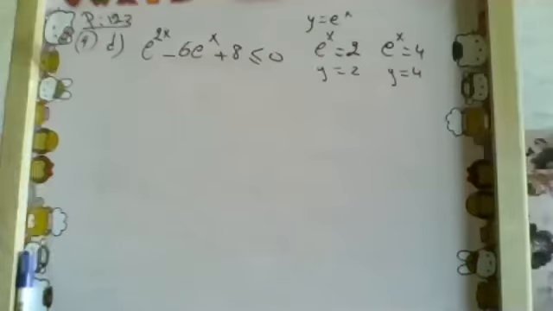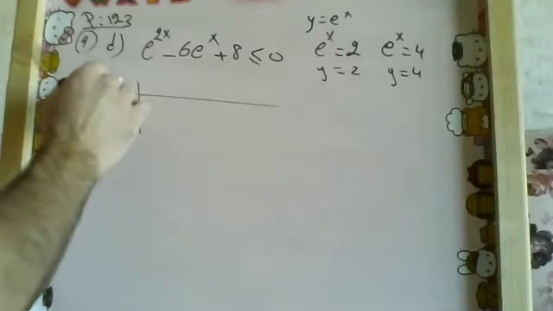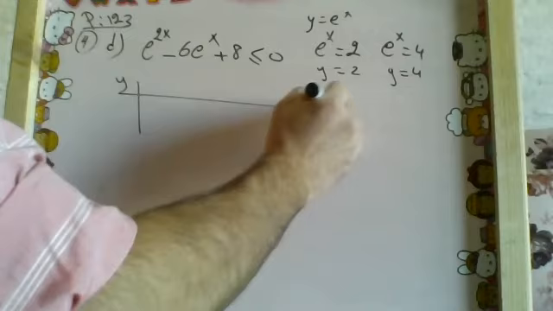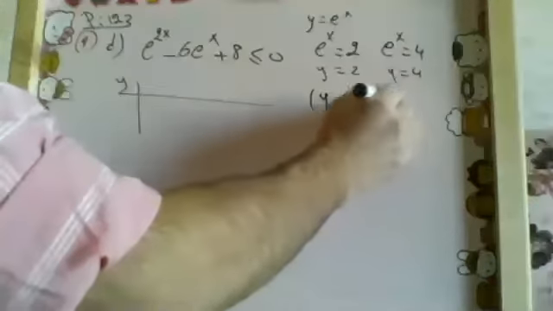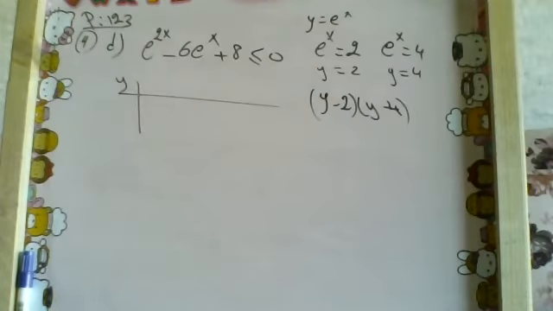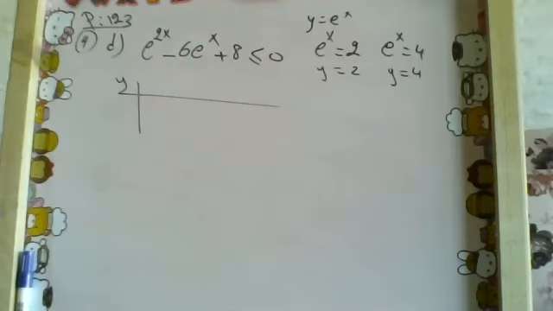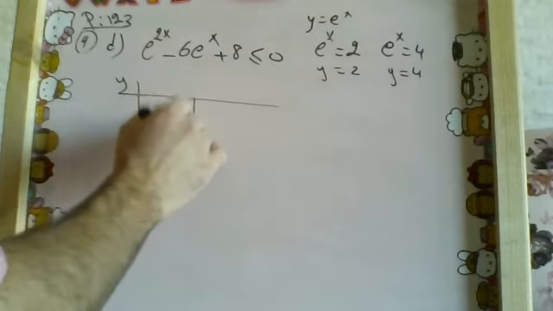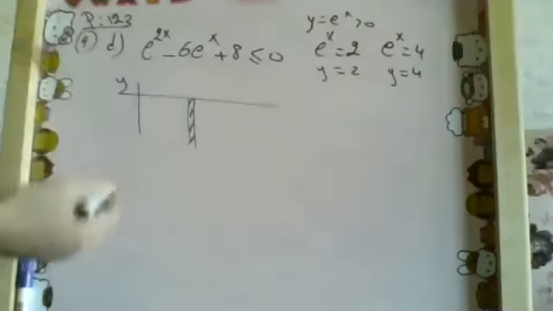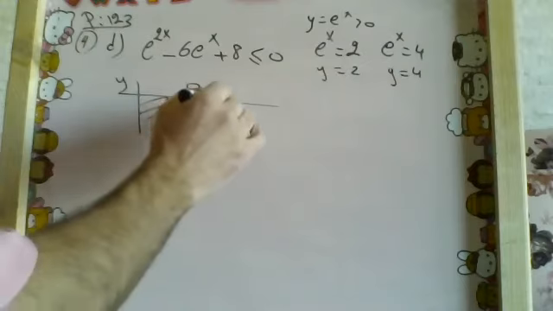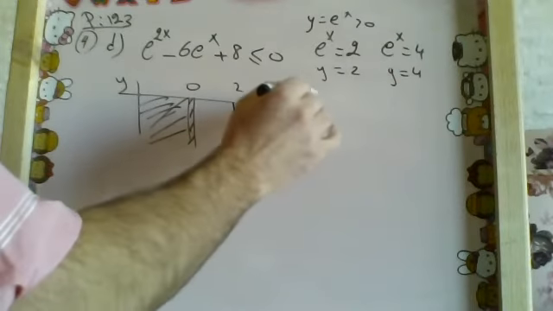So here we use the table. Doesn't an identity work, professor? No, it's not a minus b squared. It's y minus 2 times y minus 4, and it's not an identity. Okay, values of y. I'm going to start from 0 because y is e power x, which is greater than 0, so all these values are excluded. Starting from 0, you have 2, 4, and positive infinity.